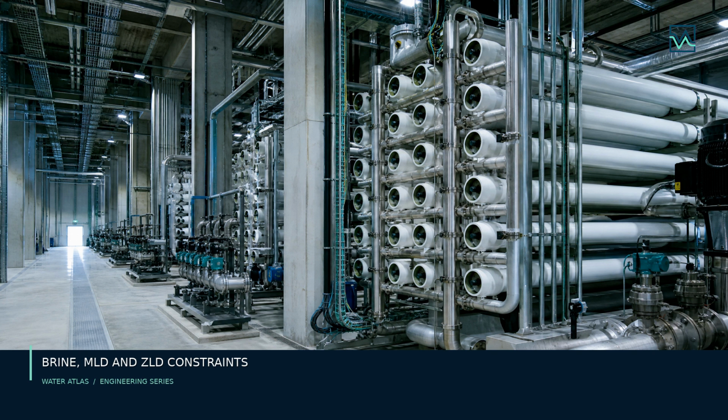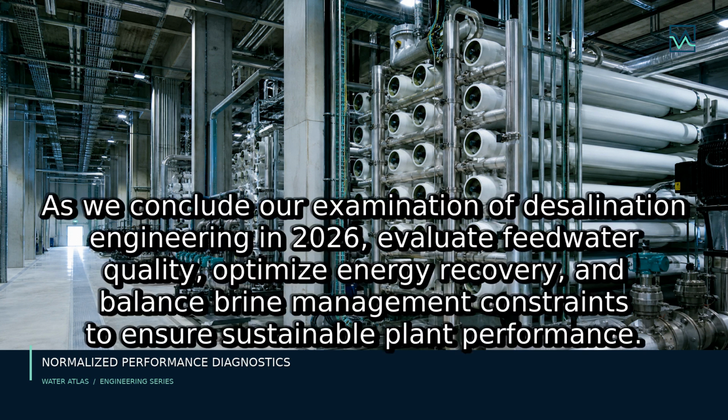With pre-treated feed water conditioned and pressurized, the heart of the plant takes over, the high-pressure pumping and membrane rack assembly, boosting pressures from 55 to 80 bar. Inside the membrane racks, feed water enters fiberglass-reinforced pressure vessels housing spiral-wound polyamide composite elements arranged in multi-stage arrays. As water flows tangentially across the membrane, pure water permeates through the active layer, while brine increases in salinity as it travels toward the reject port.